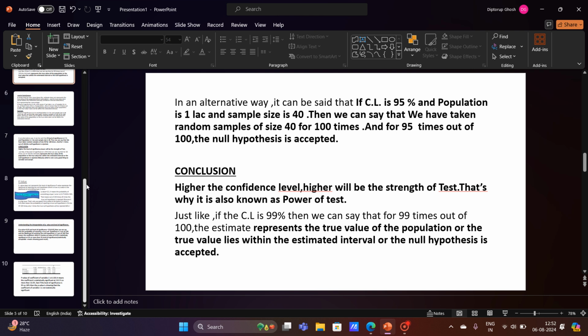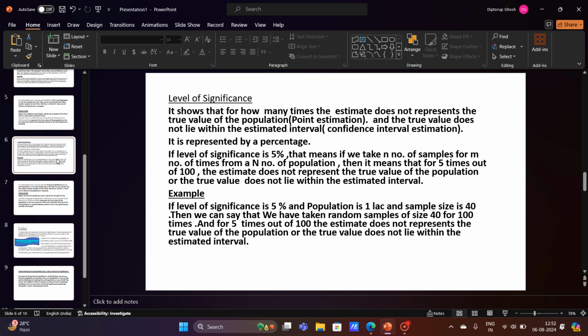Similarly, as we have said earlier, confidence level and level of significance are basically two sides of one coin, right? Level of significance is nothing but the inverse of confidence level. It shows how many times the estimate does not represent the true value of the population. So if the level of significance is 5%, and the population is 1 lakh, sample size is 40, everything is the same as before, then we can say we have taken random samples of size 40 for 100 times, and 5 times out of 100 the estimate does not represent the value of the population, or the true value does not lie within the estimated interval.